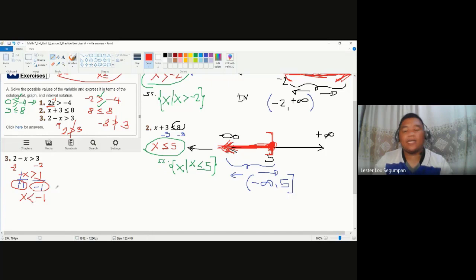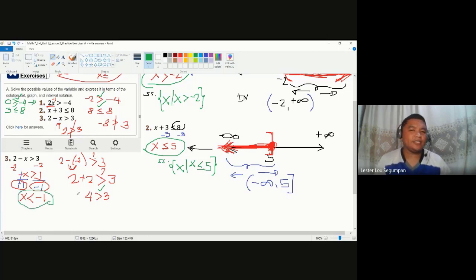But still, let us pick a value less than negative 1, lower than negative 1. Let's try negative 2. Substitute here. 2 minus negative 2, question mark 3. This is checking, by the way. Double negative property tells us to add them. 2 plus 2, question mark 3. 2 plus 2 is 4. Is it greater than 3? The answer is yes. This is again another support that it should really be interchanged.